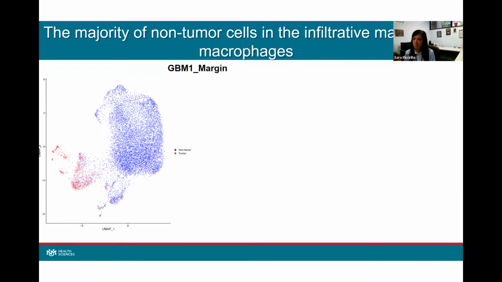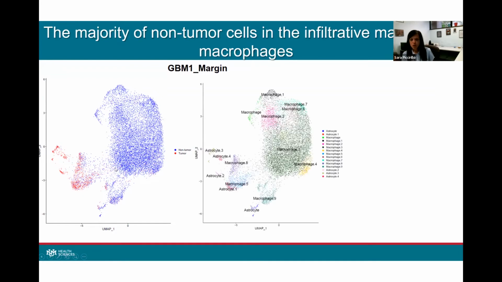And you may remember that at the beginning of this presentation, I told you that the margin is characterized by approximately only 10% of tumor cells. So we were happy to see that by doing single cell RNA-seq analysis, we could infer that the majority of the cells in this area are actually non-tumor cells. The cells labeled in blue here are all non-tumor cells. And as you can appreciate, they are the vast majority. Only a small amount are tumor cells, and those are in red.